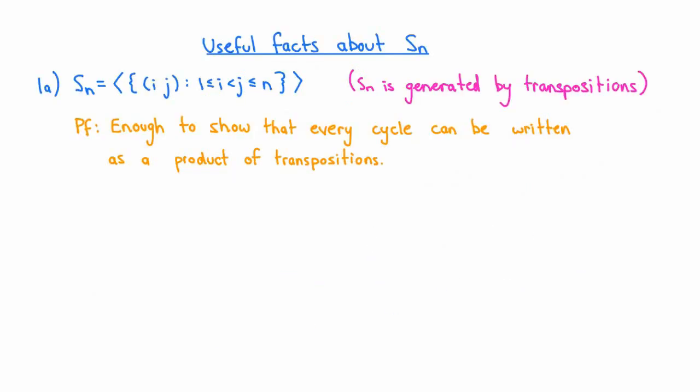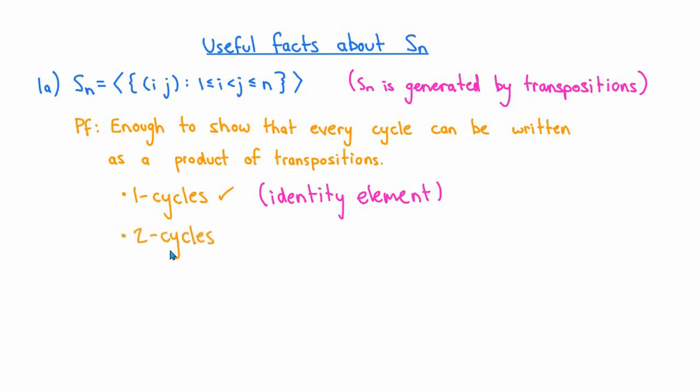Okay, well, instead of jumping straight to the answer here, let's try to explore a little and see how you would even figure out how to write cycles as products of transpositions. So we'll start with the simplest case, which are one cycles. But remember that one cycles are just another way of writing the identity element. And since the identity element is the empty product of transpositions, one cycles can definitely be written as products of transpositions. Well, next let's think about two cycles. Two cycles are transpositions, so they're also definitely products of transpositions.